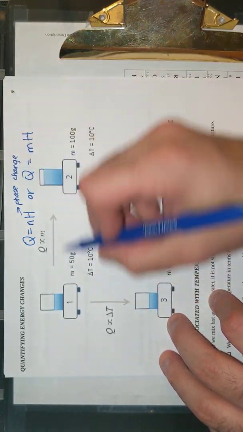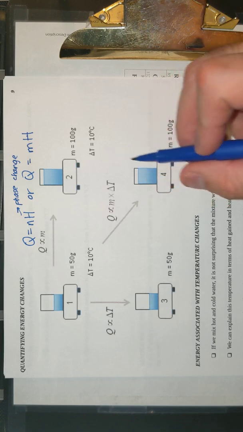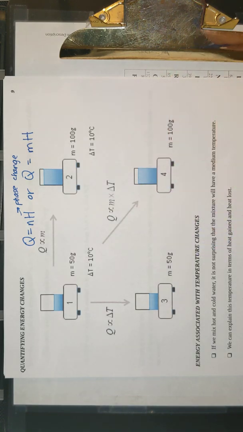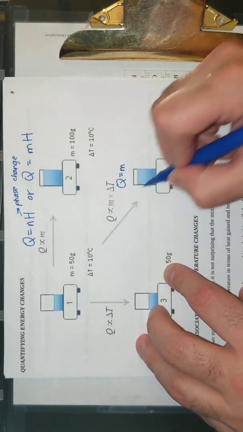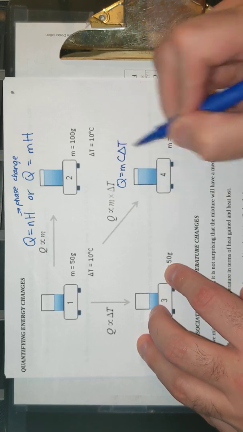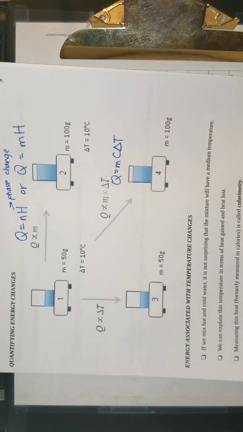So if temperature doesn't change, if I have the same temperature, I have to see how much energy is associated with a certain phase. But what if I do have a phase change? What if I do have a temperature change? I will see this equation, Q equals mc delta T.